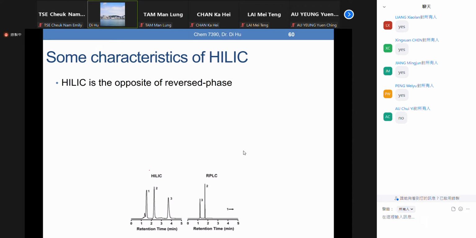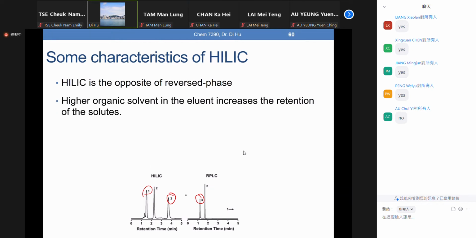If you look at the characteristics of HILIC, we can say HILIC is opposite to reverse phase, because for HILIC the stationary phase is polar, so the polar compound will be retained, and the least polar compound comes out first. But in reverse phase, the least polar compound is retained, and the polar compound cannot be retained. So the elution order is totally different.